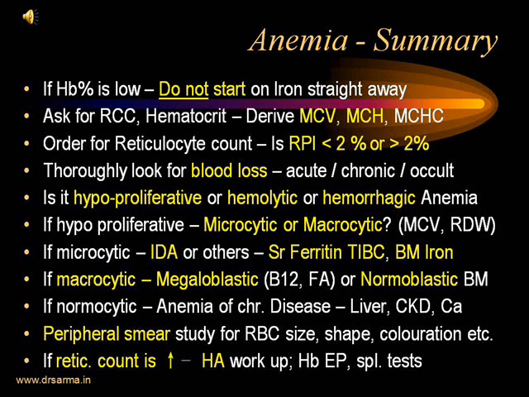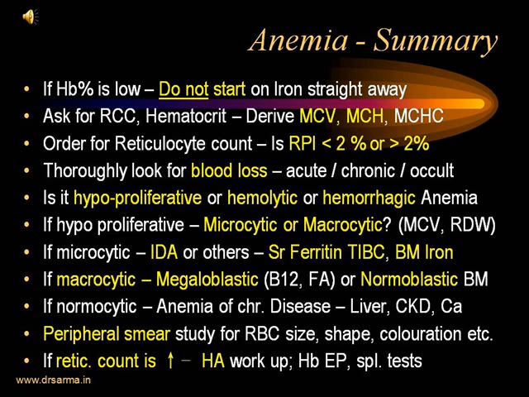If hypoproliferative, then the question is, is it microcytic hypochromic or macrocytic? The answer lies in finding out the MCV and the red cell distribution width. If the MCV is less than 80 and the red cell distribution width is increased, then we are dealing with microcytic hypochromic anemia. If the red cell distribution width is increased and the MCV is more than 100, then we are dealing with macrocytic anemia. If microcytic, the most common cause of anemia is iron deficiency anemia. Of course, the other conditions which cause microcytic anemia should be considered.